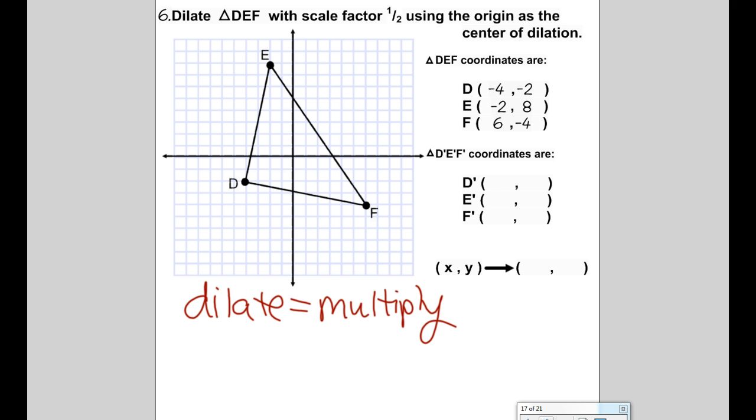So what you do is you take these numbers and you multiply every single number by 1/2. What's multiplying by 1/2 the same as? Dividing it by 2. Divide all those by 2. Go. You do not change the negative. The negative remains.